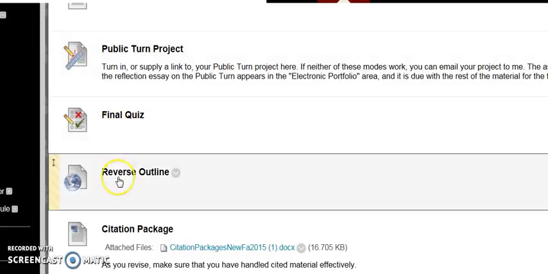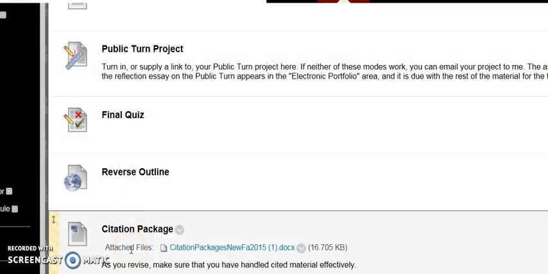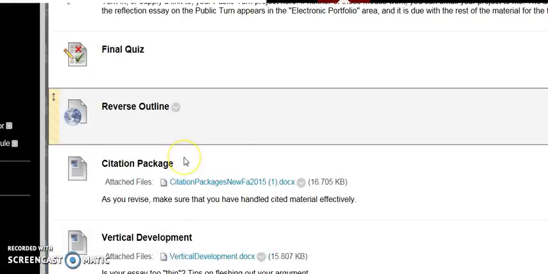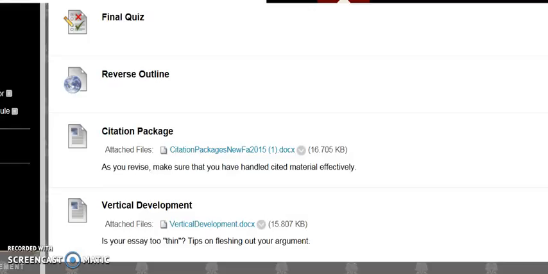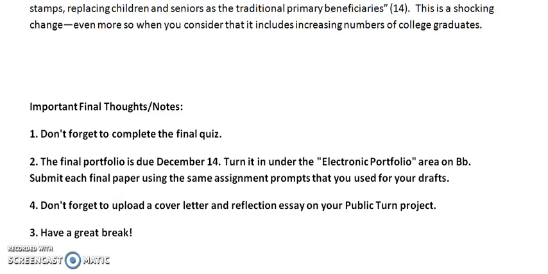Here you'll also see the handout on the reverse outline. This one on citation package is very close to what we were talking about a few minutes ago in terms of a quote sandwich. You can look at that. And there's also a handout on vertical development. Okay, the final portfolio is due December 14th. Turn it in under the electronic portfolio area on Blackboard and submit each final paper using the same assignment prompts that you used for drafts.